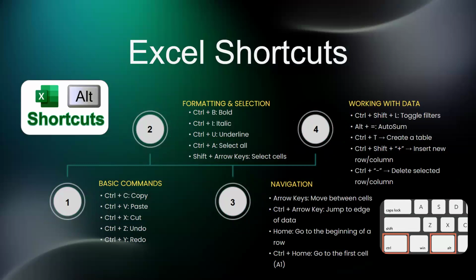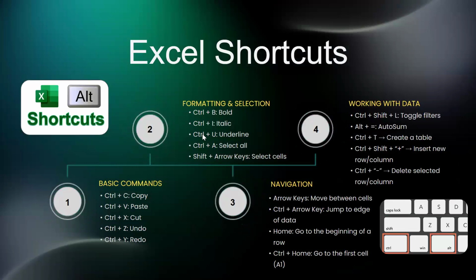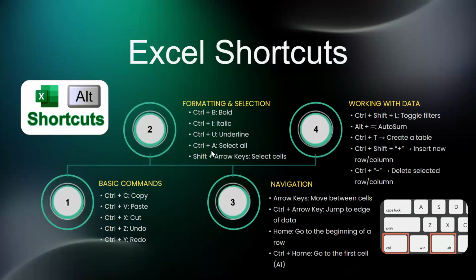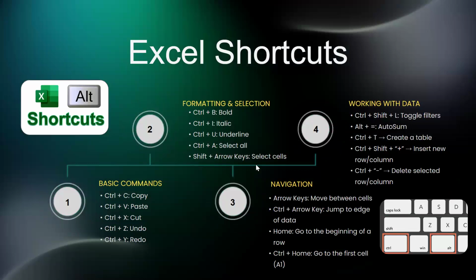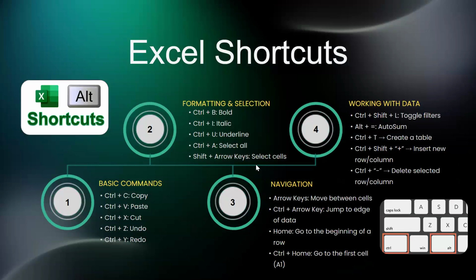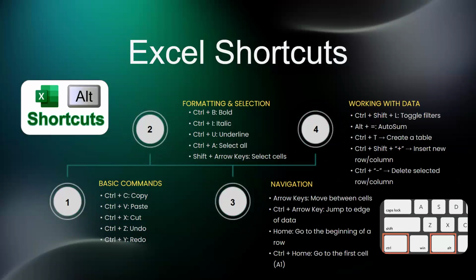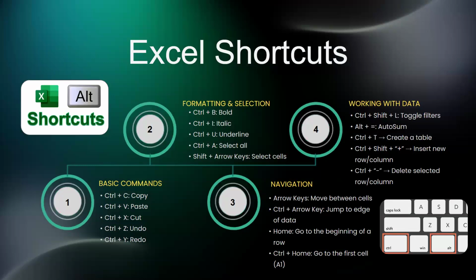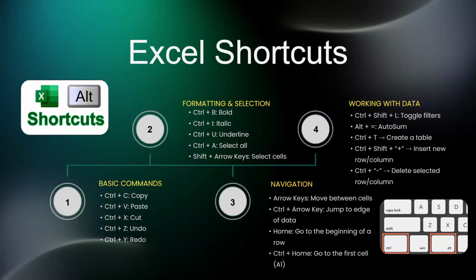And then we have formatting and selection, such as Control B for bold, Control I for italics, and U for underline, A for selecting all, and then Shift plus arrow keys just to select the keys. And then moving to navigation, we have arrow keys just to move, and then Control plus arrow key, and then Control plus Home just to go to the first cell.